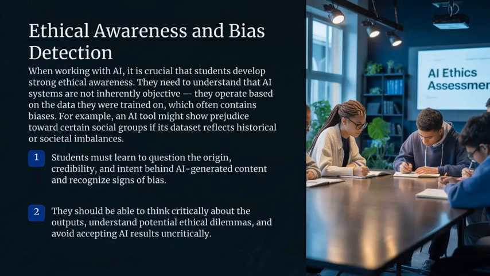When working with AI, it is crucial that students develop strong ethical awareness. They need to understand that AI systems are not inherently objective. They operate based on the data they were trained on, which often contains biases. For example, an AI tool might show prejudice towards certain social groups if its dataset reflects historical or societal imbalances. Students must learn to question the origin, credibility, and intent behind AI-generated content and recognize signs of bias. They should be able to think critically about the outputs, understand potential ethical dilemmas, and avoid accepting AI results uncritically.